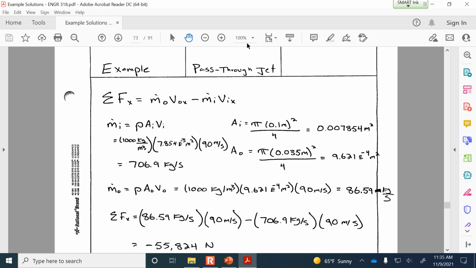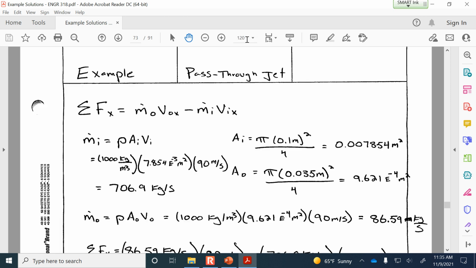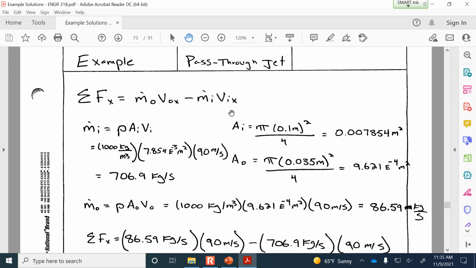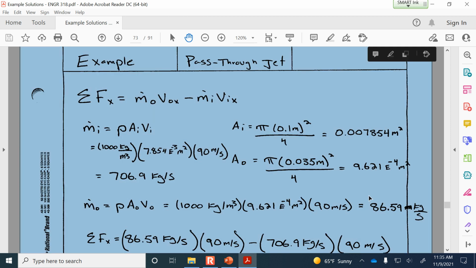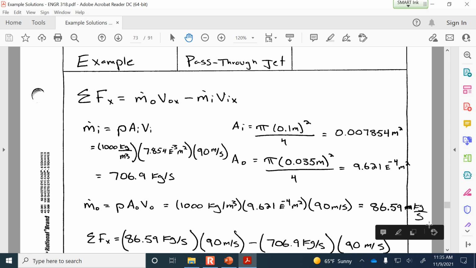Okay, so to calculate the effect of all that, we calculate the inflow jet diameter and the outflow jet diameter, the mass flow rate of the inflow, the mass flow rate of the outflow, 86.6 kilograms per second. So far that's making sense.